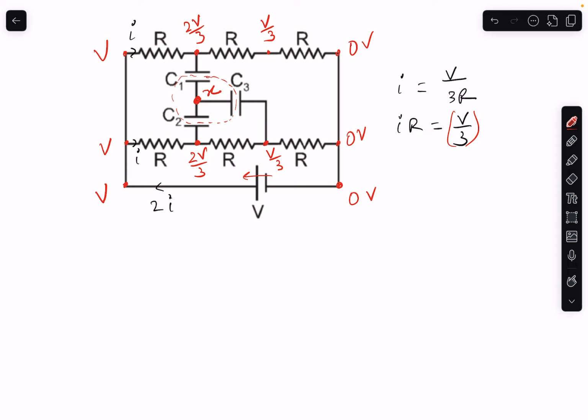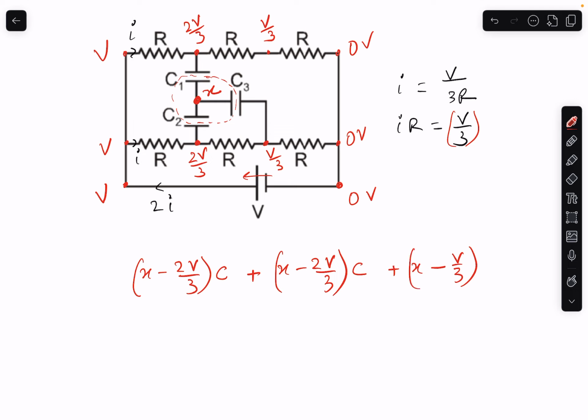and write the charges, the charge on the lower plate of C1 will be X minus 2V by 3, this is the potential difference, into C. Similarly, the charge on the upper plate of C2 will be X minus 2V by 3 into C, and charge on the left plate of C3 will be X minus V by 3 into C. And the sum of all these three charges must be equal to 0, since this is an isolated node, it is not directly connected with the battery.